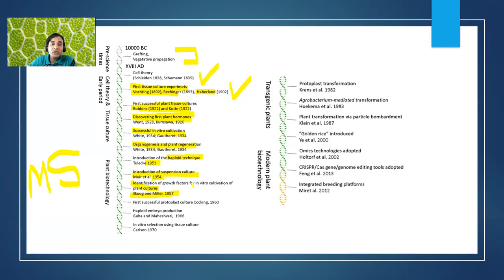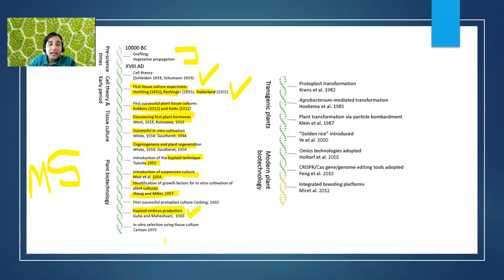There was a scientist who developed a standardized composition of micro and macronutrients that can be used for a wide variety of plants to cultivate in vitro. Okay. And in 1960, the first cell culture, and then haploid embryo production was done in 1966 by an Indian scientist, Maheshwari. He cultivated the haploid plant. Okay. And the haploid plants revolutionized the whole agriculture field.